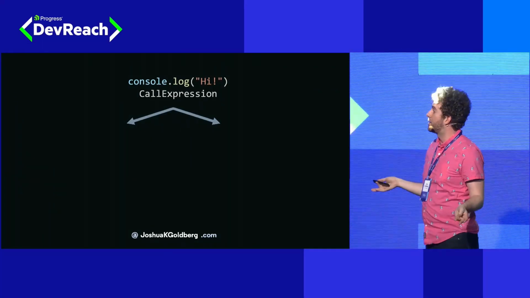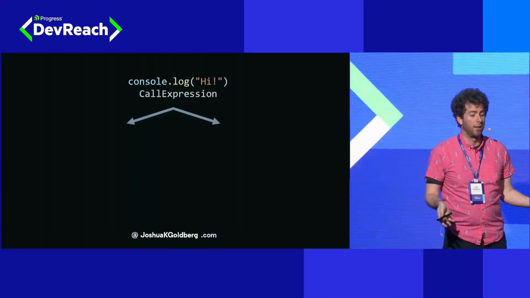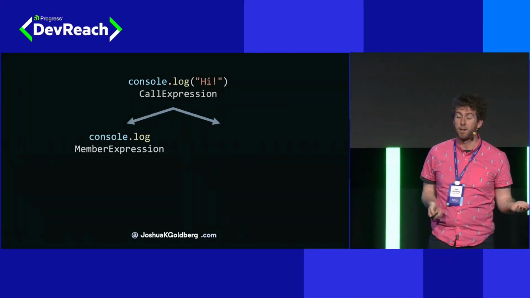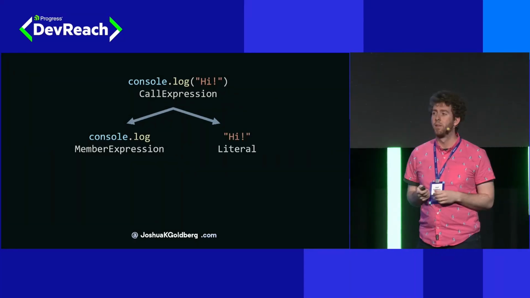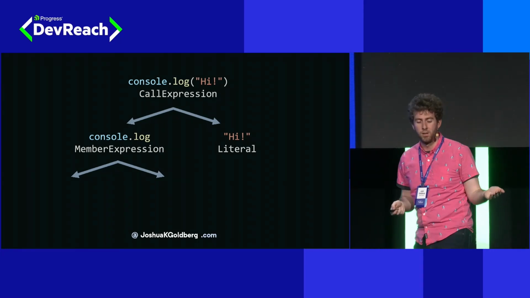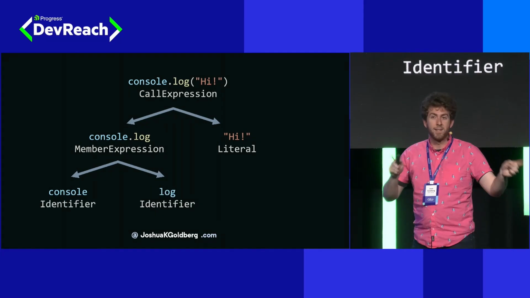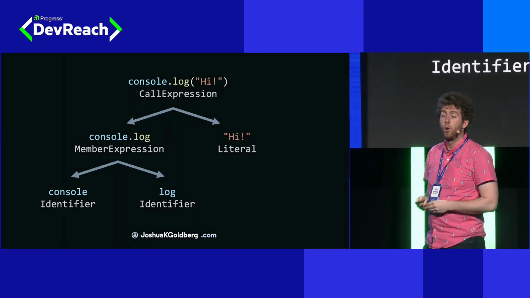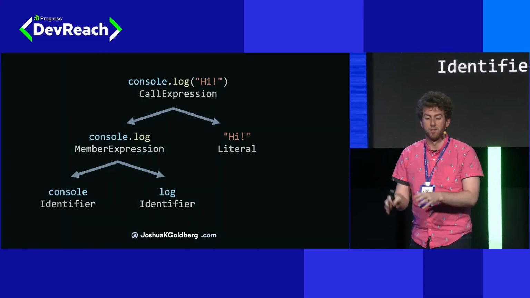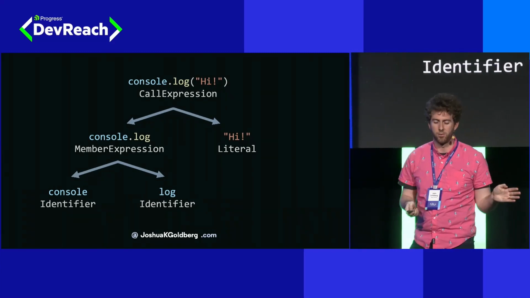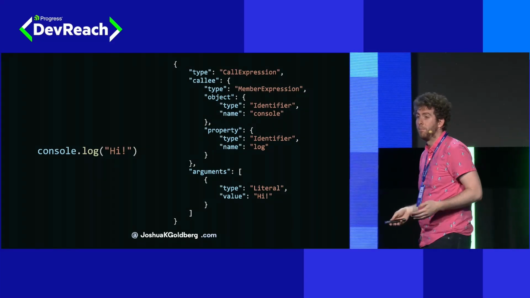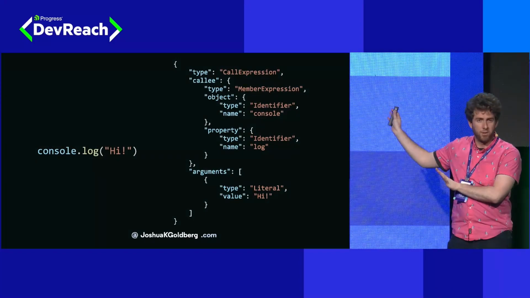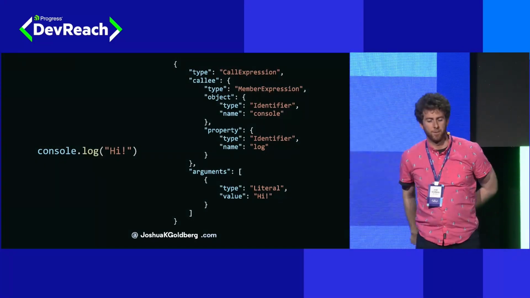If we were to represent this call expression, as tooling might call it in TypeScript land, we might say that it consists of 2 things: a member expression, console log, and a literal, hi. And that member expression consists of the console and the log, so 2 identifiers as they're called in code. AST, or abstract syntax tree, refers to the idea of representing these things: call expression, member expression, identifier, literal. And they can often be represented in POJO, plain old JavaScript object form, or even JSON. This is the same thing you just saw on the last slide, but in programmatic representation.